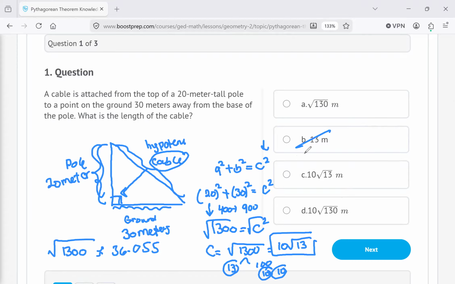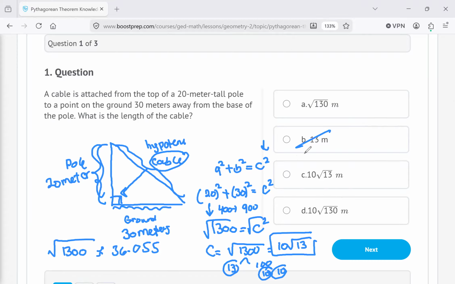What about the square root of 130? If you put that in the calculator, that's about 11.40. Is that it? No, we want 36, so it can't be it.